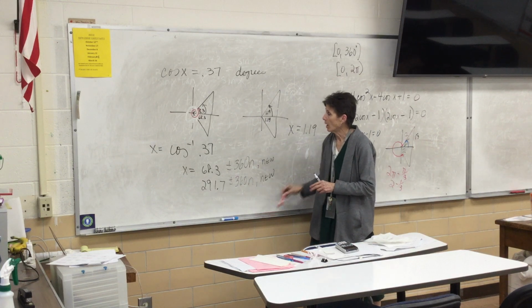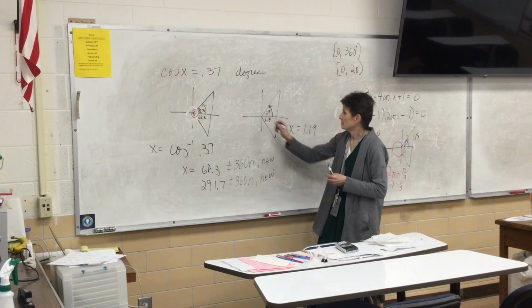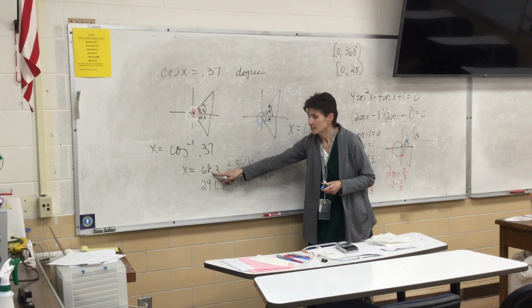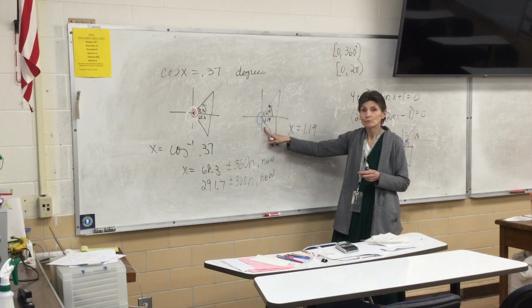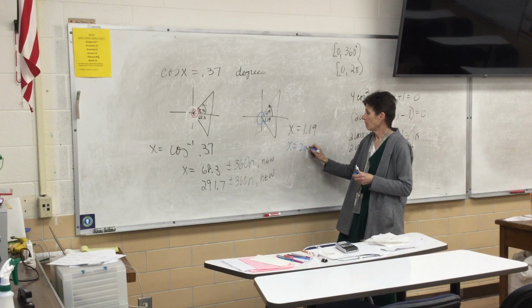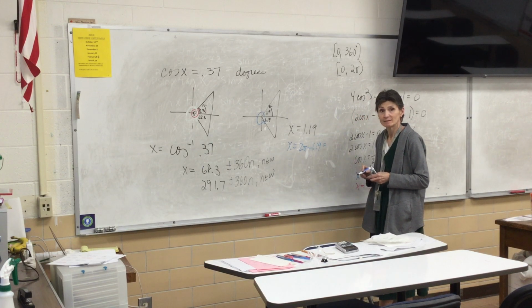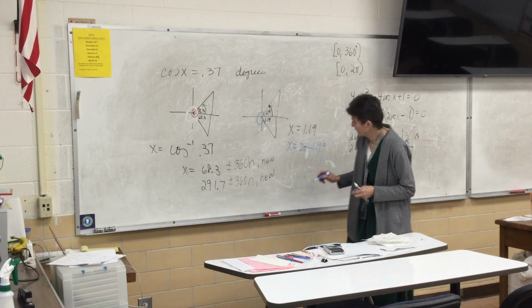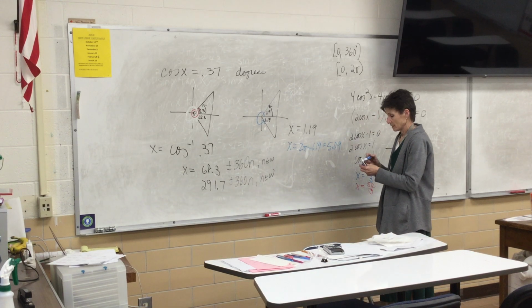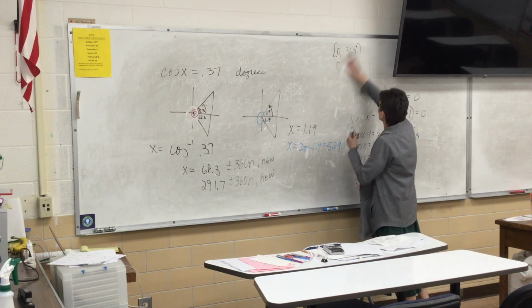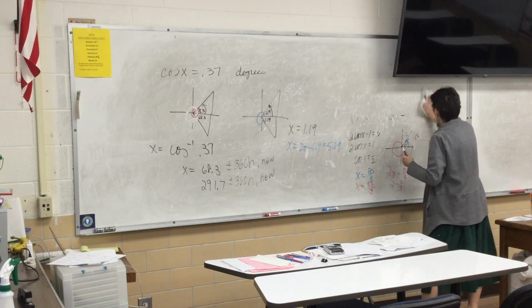And then the other one, when I did it before, I did 360 minus 68. Well, now I won't do 360 minus 1.19. I'll do 2 pi minus 1.19. On my calculator, 2 pi minus 1.19 is 5.09. Just like you did 360 minus, now you're doing 2 pi minus.